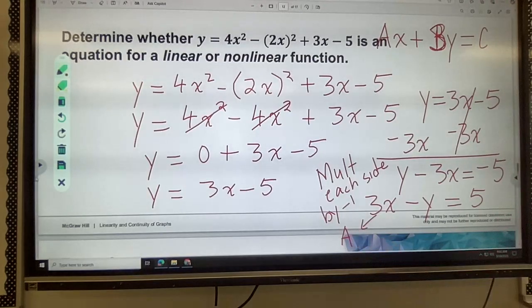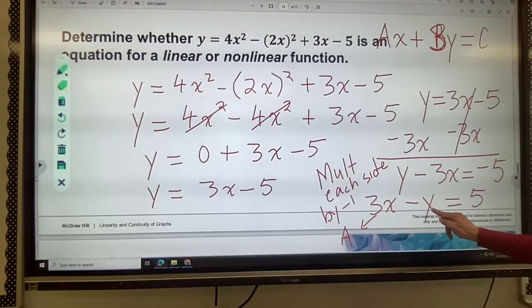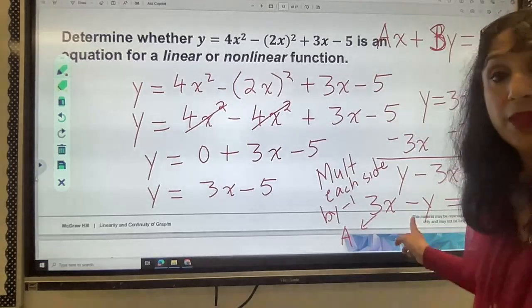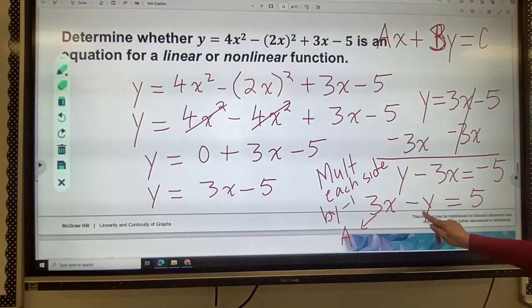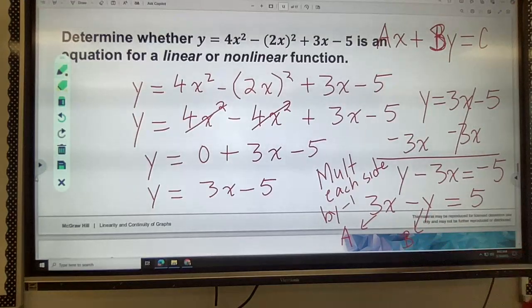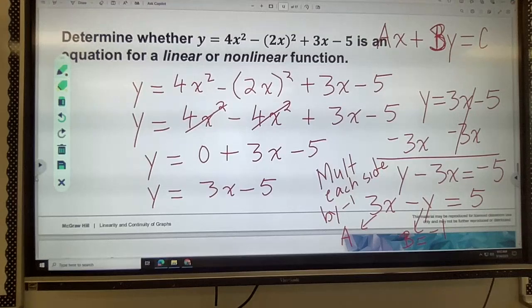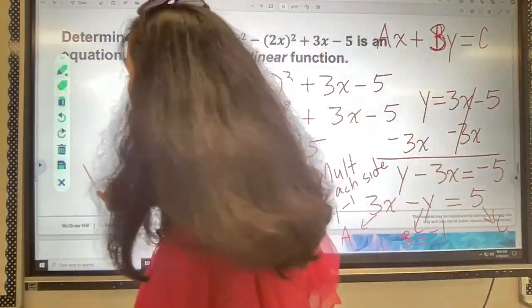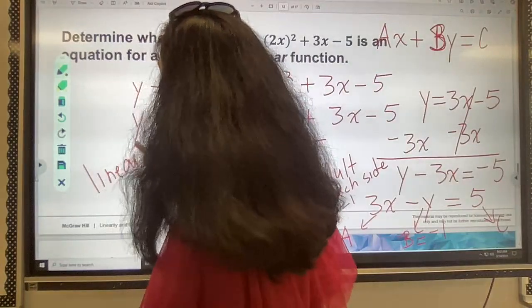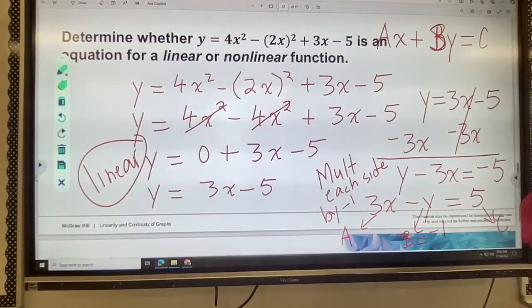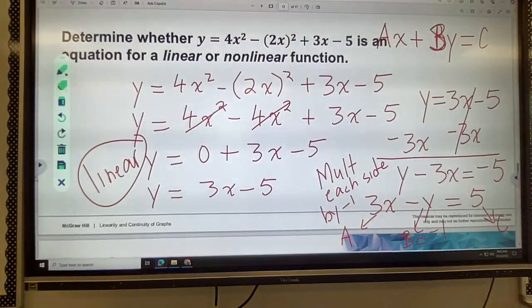a, okay, and then I have b is what? What is the coefficient over here? It is negative 1. So that this one is b. So a is 3, b is equal to negative 1. And then what do I have for c? C is equal to 5. And so this is a linear equation, because we can write it in that format.